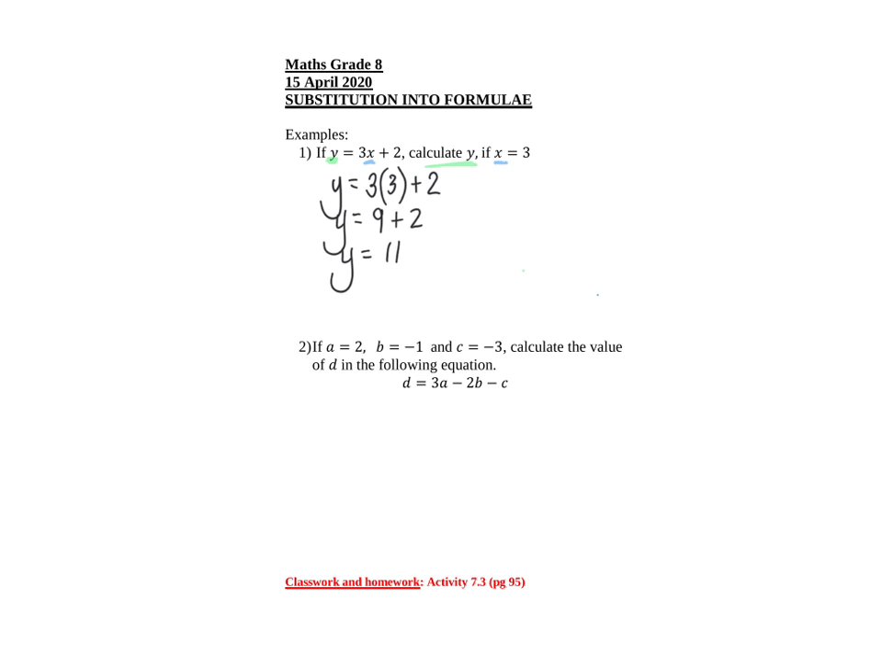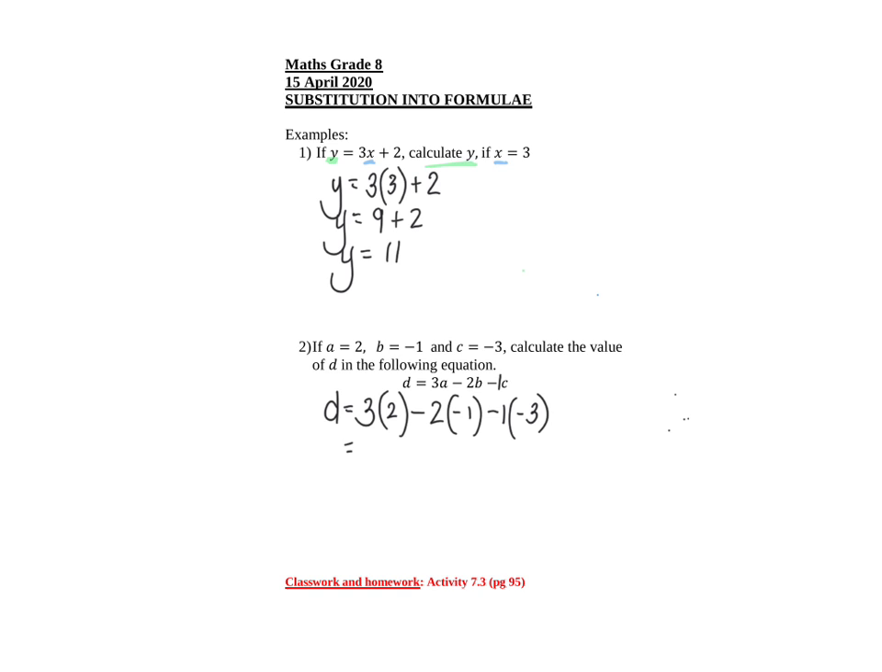Now with example 2, they give you a value, b value, and c value, and they say you must calculate d for the following equation. So we've got a, b, and c. So it's going to be 3 times the a value 2 minus 2 times the b value negative 1 and minus 1 times, remember there's an invisible 1 over here, the c value of negative 3.